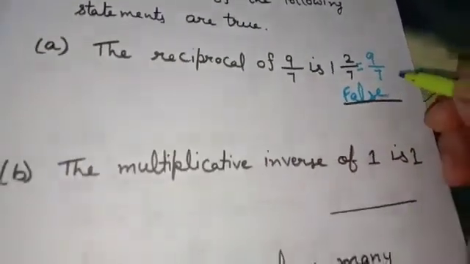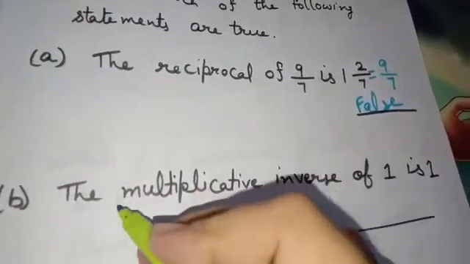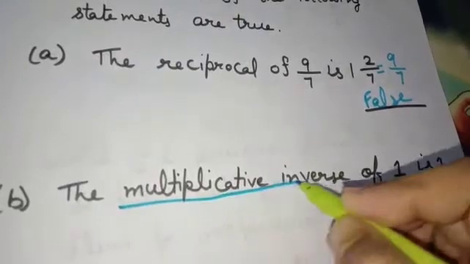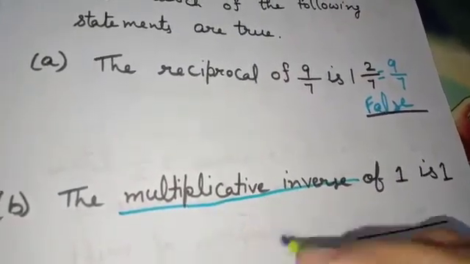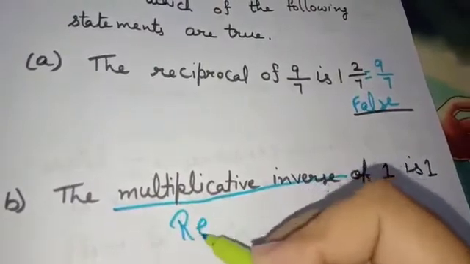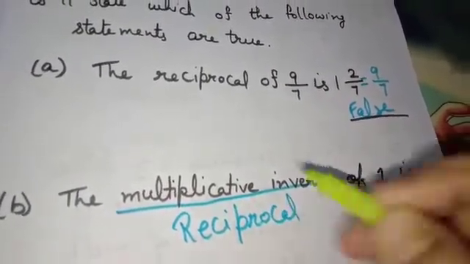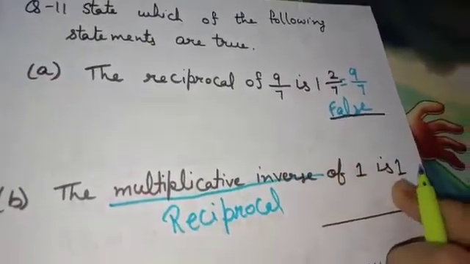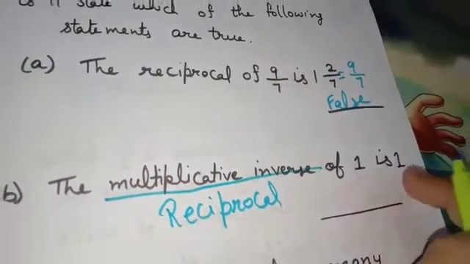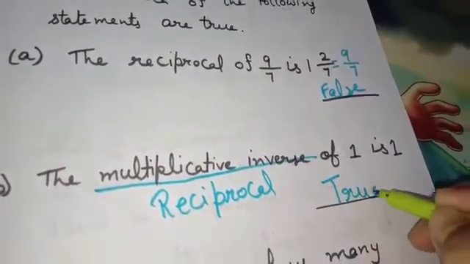Okay. The next is the multiplicative inverse. This is a new word for you. Multiplicative inverse means reciprocal. Okay. The multiplicative inverse of 1 is 1. Now tell me, what is the reciprocal of 1? Yes, it's 1. So the statement is true.